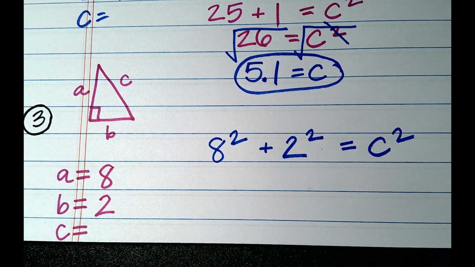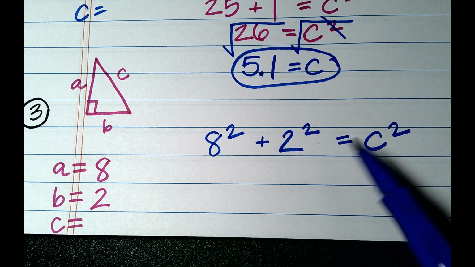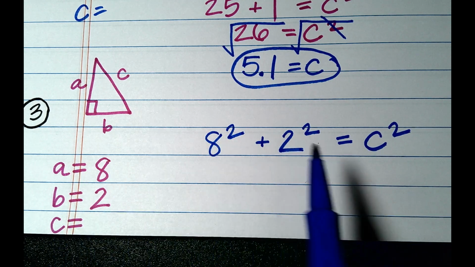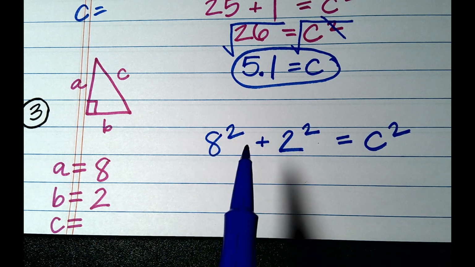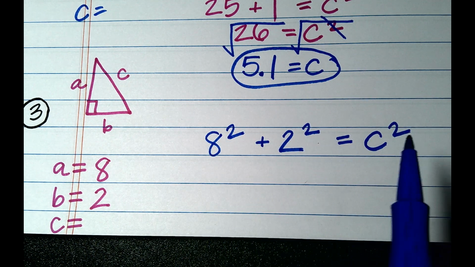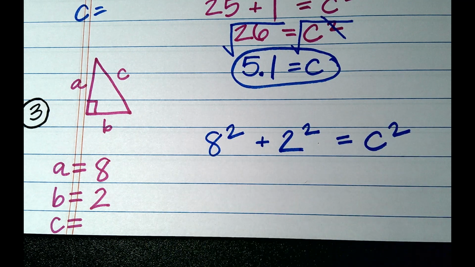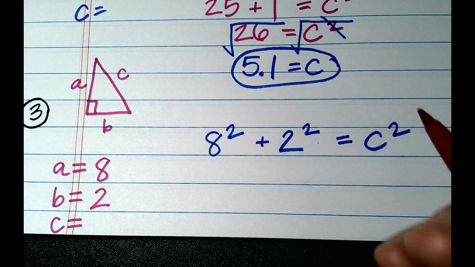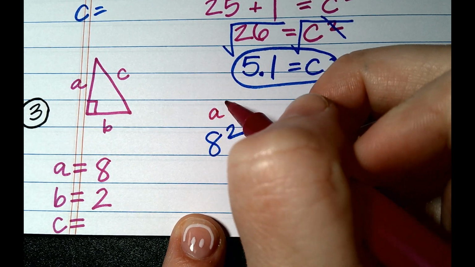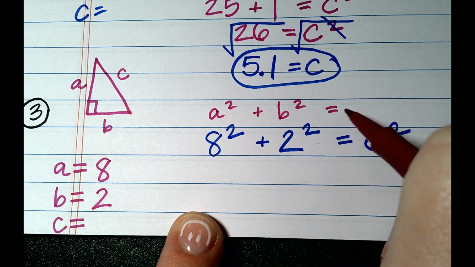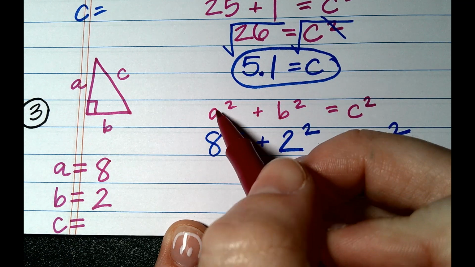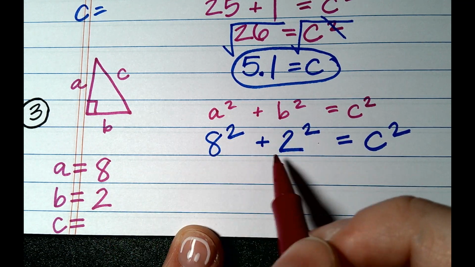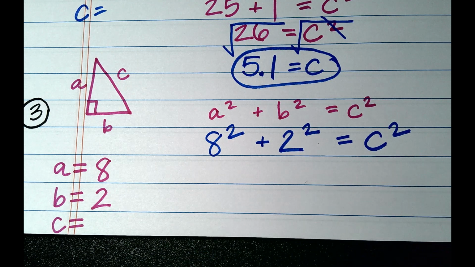Perfect. Okay. Now, before I move on and start solving this, does anyone not feel sure how I went from the 8 and the 2 to 8 squared plus 2 squared equals C squared? Anybody not feel sure how we got to here? Just as a quick reminder, this is how we did it. A squared plus B squared equals C squared. That will never change. That's just the formula, the theorem. And I just replaced A with 8, B with 2, and I don't know C yet.